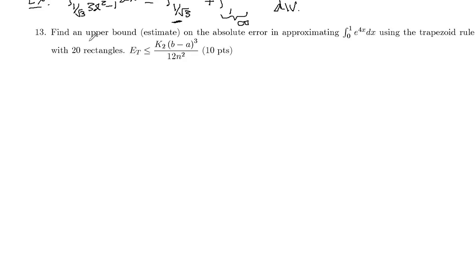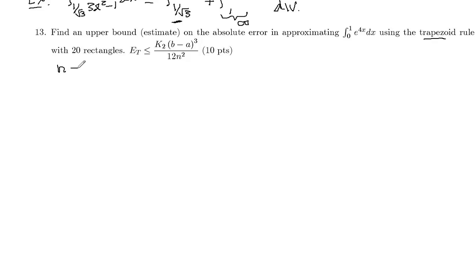So we want to find an upper bound or an estimate on the absolute error from integrating 0 to 1 e to the 4x dx using the trapezoid rule with 20 rectangles. And so here's our error formula for the trapezoid rule. So remember that k sub 2, that is a bound on the second derivative. So the first thing that you want to do in trying to estimate the error, remember this E stands for error, T is trapezoid, N is the number of intervals here, and that's 20.